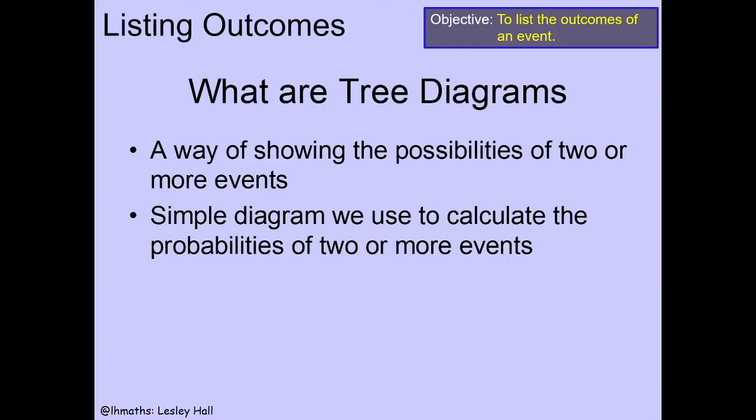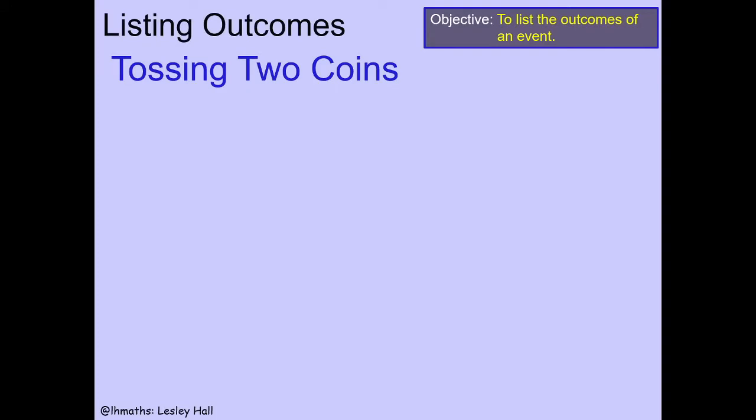Okay, let's continue now. Now, what about tree diagrams? So another way of listing outcomes is making use of a tree diagram. So a way of showing the possibilities of 2 or more events. Simple diagrams we use to calculate probabilities of 2 or more events. Okay? Now, let's have this example. Tossing 2 coins. So take note, we are tossing 2 coins. So in our tree diagram, we will have the first coin, and these are the outcomes. In our first coin, what are the outcomes when you toss a coin?